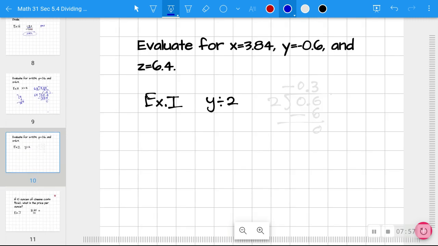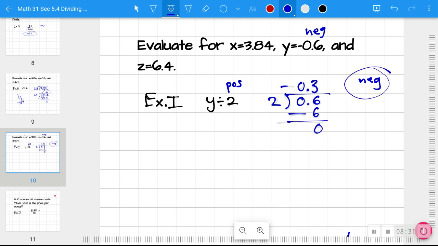Okay, we're using the same values, but this time we're going to take the y value divided by 2. Now it's a negative value divided by a positive value, so our answer is negative. We'll supply that later. All right, the y is 0.6. It's actually negative 0.6. We're going to divide that by 2, which is 3, or 0.3. And 3 times 2 is 6. We'll subtract and get no remainder. And then we have to take into account that it's a negative value.